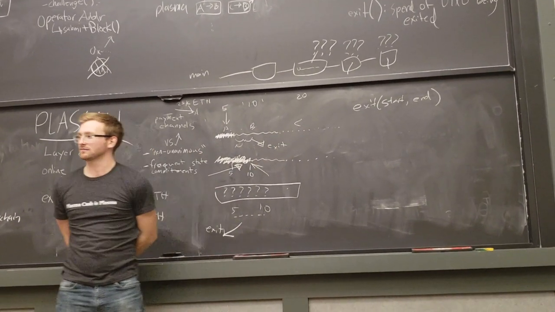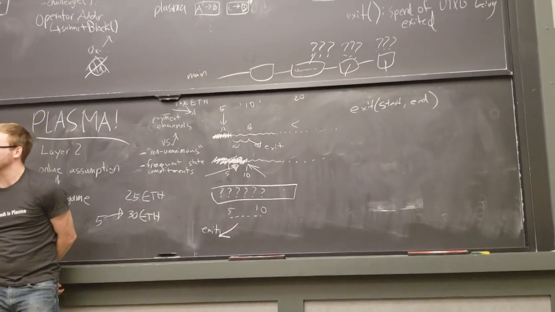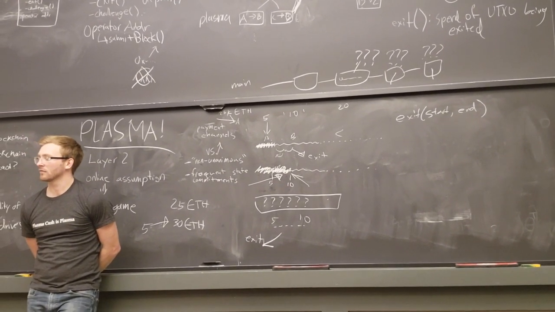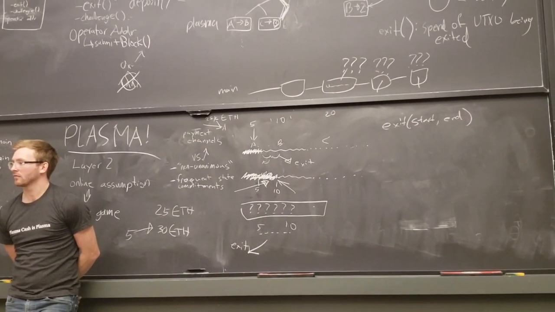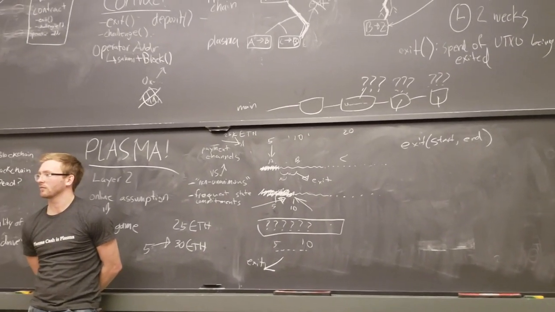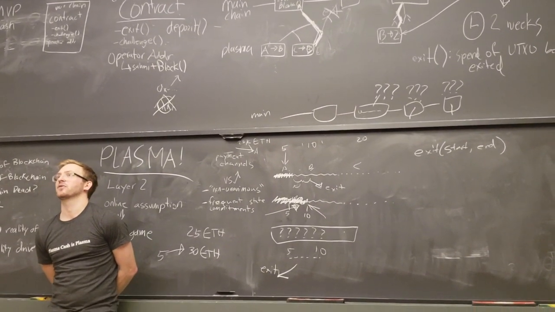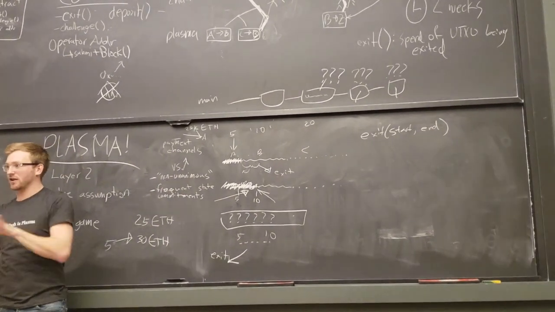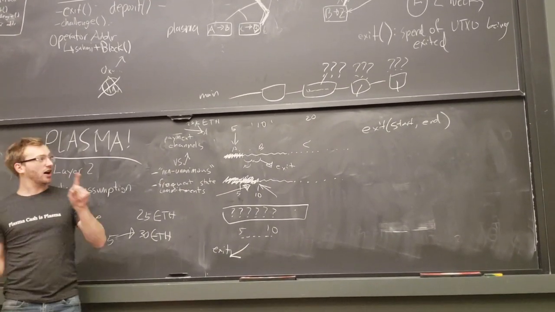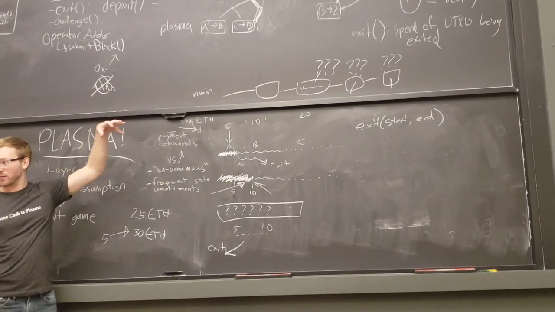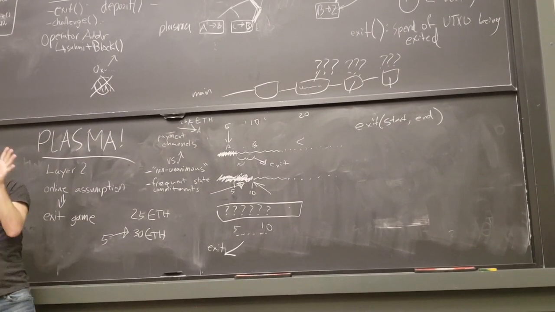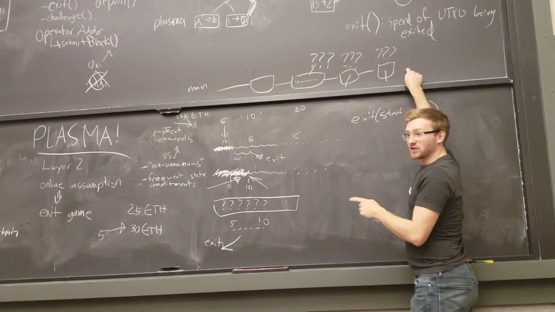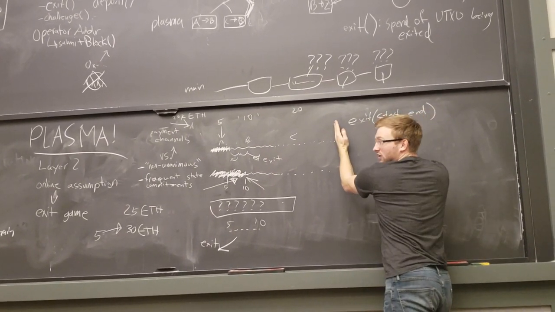How do you prevent the operator from selling the same range to two different people at the same time? The way that a range is created is with a deposit. The operator cannot create the range. When I call deposit on the main chain and I put my money in, that creates a new range, pops it on the end, right? So if D wanted to put the money in, they would go to the main chain, call deposit, and that would create a new D range here.